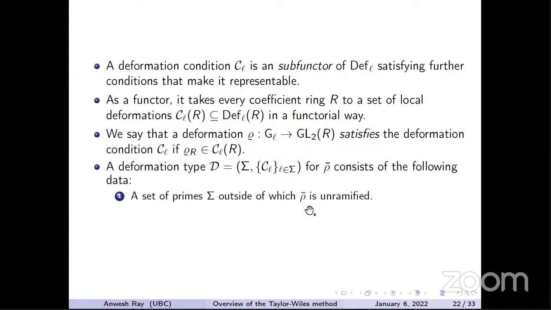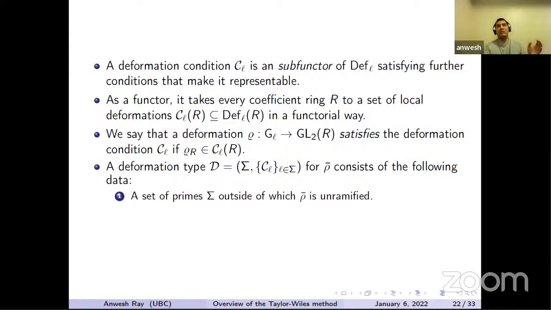So for instance, let's say rho bar is ramified at 2 and 3. Now sigma can contain many more primes other than 2 and 3, but it has to contain 2 and 3. So that is the first thing. But the larger sigma is, the more ramification you're allowing. So for instance, if sigma is 2, 3, 5, 7, that means you're allowing ramification at 5 and 7 as well as 2 and 3. And you have to have 2 and 3 in there because rho bar itself is ramified at 2 and 3.